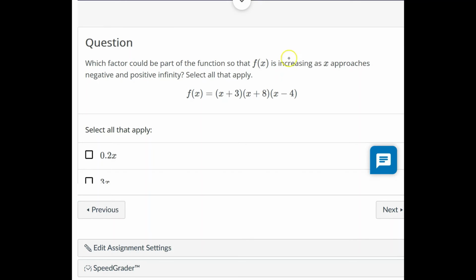Again, because both sides are going up, that's the f of x is increasing part, as x goes to both sides. X goes to negative infinity, means to the left. X goes to positive infinity, means to the right. So we need an even degree positive leading coefficient. Now what's sitting there right now is x to the third, right? X times x times x is x to the third. Well, that was an odd degree. To make it even, then we would need to multiply by another x, and notice this is a positive leading coefficient. So this one will work. Notice this says select all that apply. So this might not be the only correct answer.